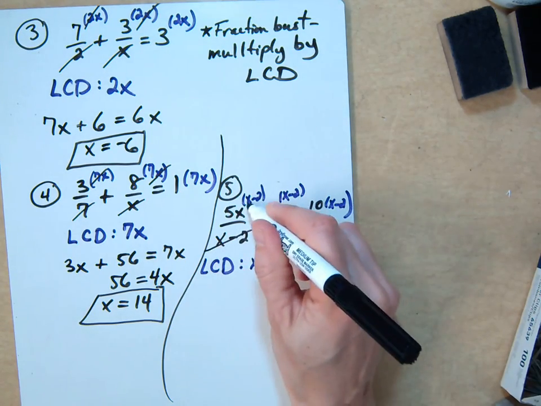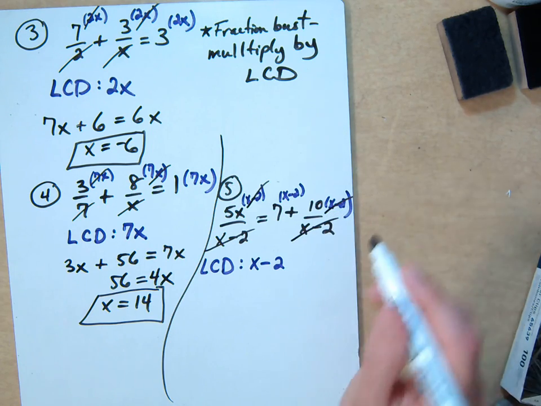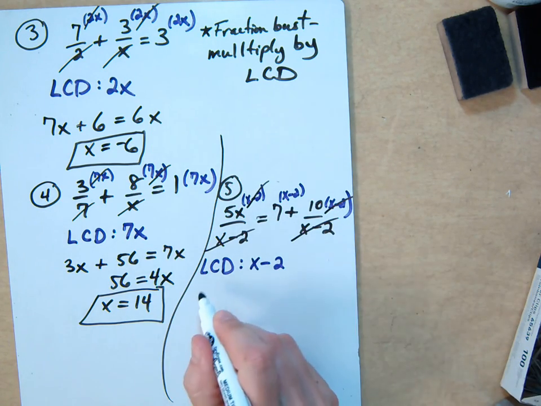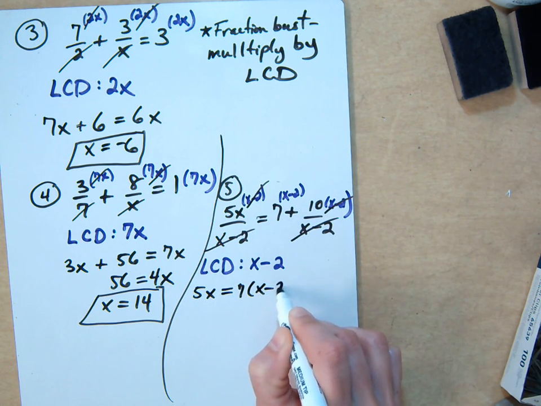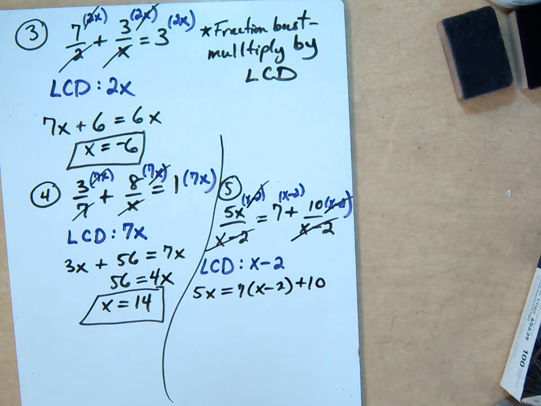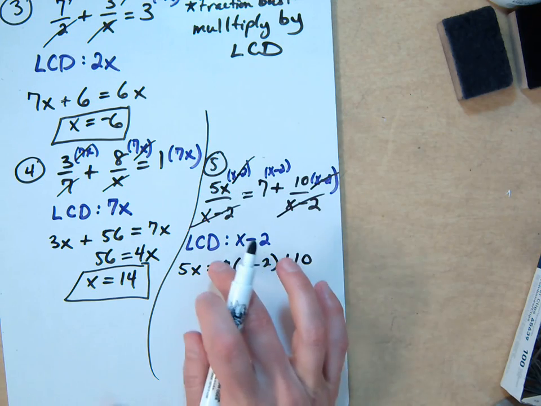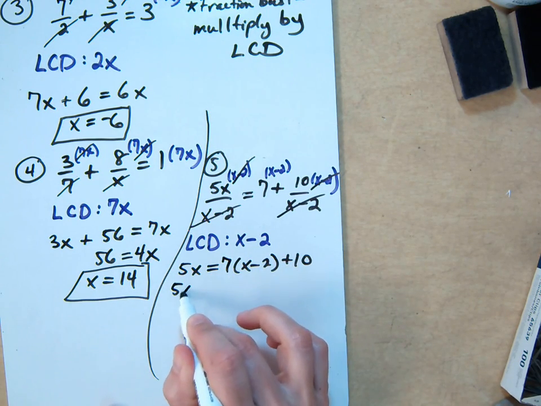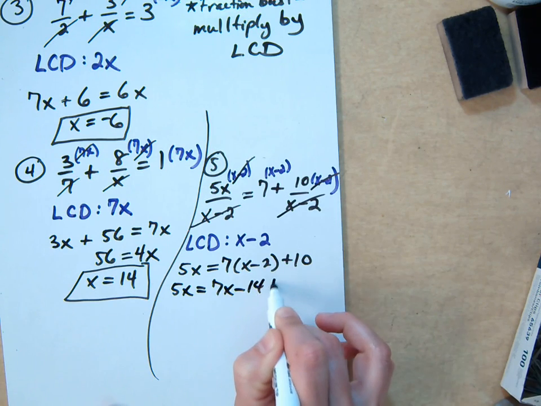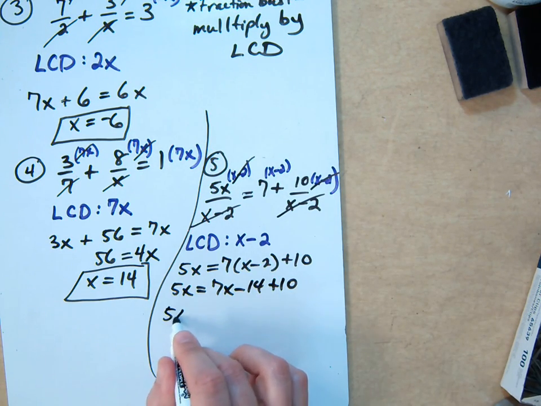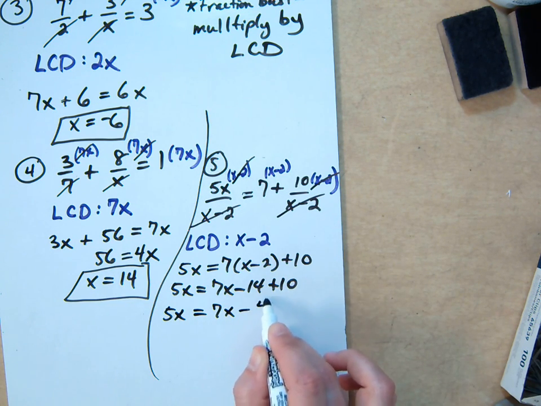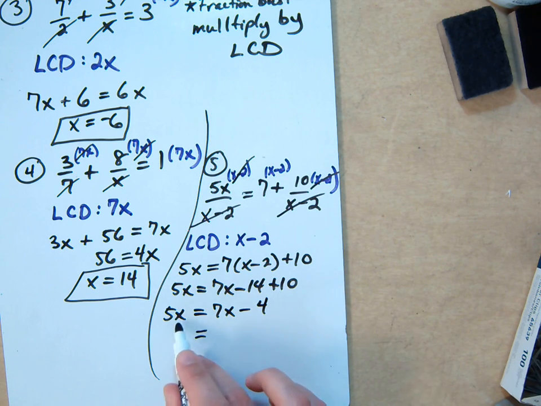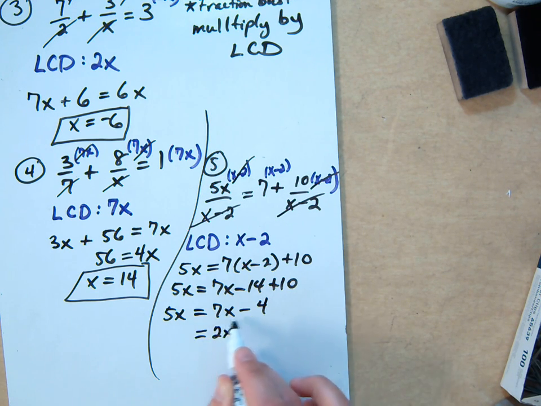So this goes away entirely. This goes away entirely. And you're left with 5x equals 7 times x minus 2 plus 10. And that is very solvable. Nice and easy. So you do the distributive property, 7x minus 14 plus 10. You always combine like terms when they're on the same side, if you can. So negative 14 plus 10 is negative 4. Get all the x's together. I'm going to subtract 5x from each side, and I'm going to add 4, and then I get x equals 2.